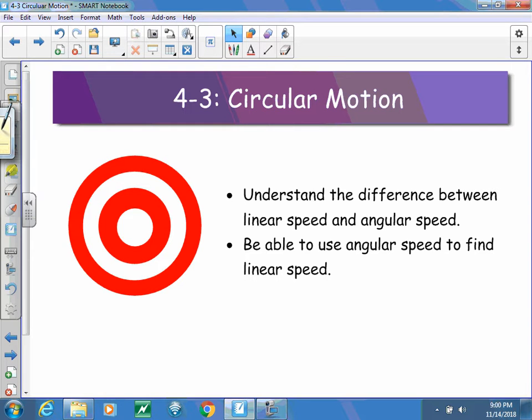Alright, so in this video, we're going to be talking about circular motion. We're going to be talking about the difference between linear speed and angular speed.